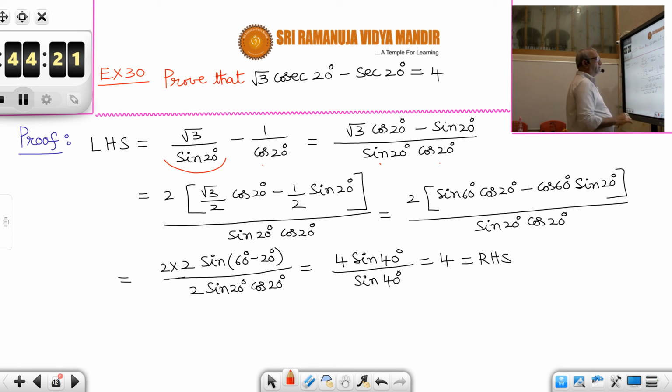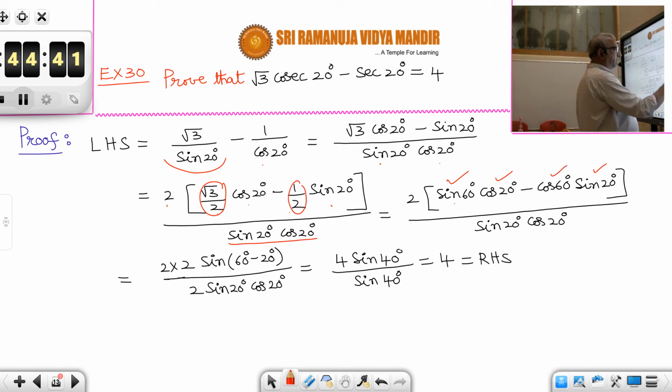So I will multiply and divide by 2. Numerator 2 into, in the bracket I will get root 3 by 2 cos 20 minus 1 by 2 sin 20. Denominator of course will remain as it is. But this root 3 by 2 in the next step can be written as sin 60 cos 20 minus, and 1 by 2 can be written as cos 60. So in the bracket I get sin 60 cos 20 minus cos 60 sin 20, that is sin a cos b minus cos a sin b, sin of a minus b. Sin of a minus b means 60 minus 20.